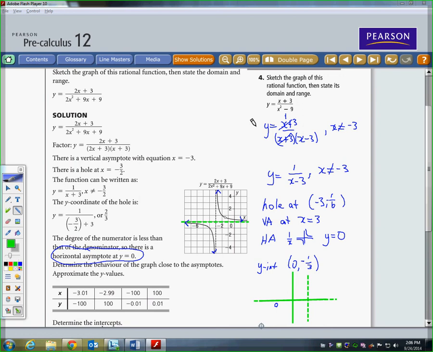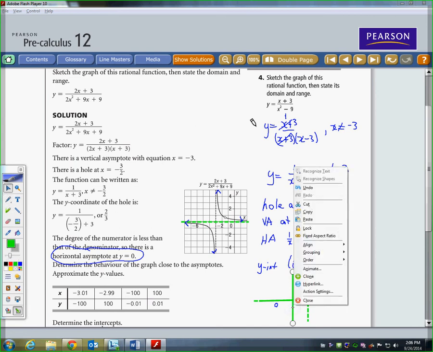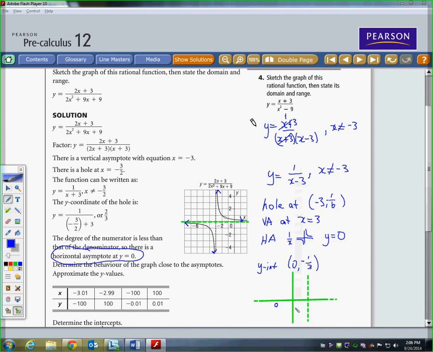And a y-intercept is 0, negative 3. I forgot to put that one in. So 0, negative 1/3. So it's a little bit lower, isn't it? So it's going to be going through there. Oh, darn it. Going to be going through about there.